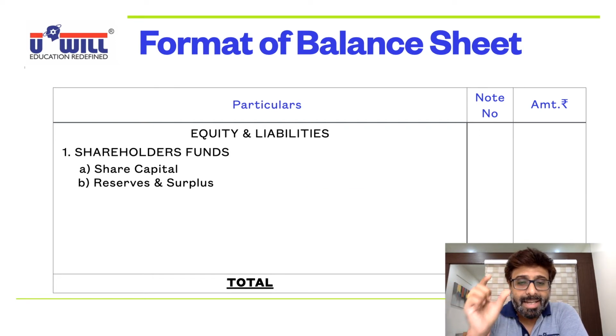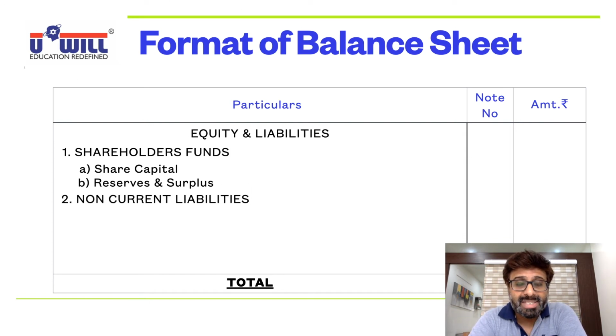What was the second thing? Equity means shareholders funds. Liabilities, which were the two types of liabilities? Come on, yes? Correct. Non-current liabilities. So second heading all of you give non-current liabilities. Now here only one thing will come.